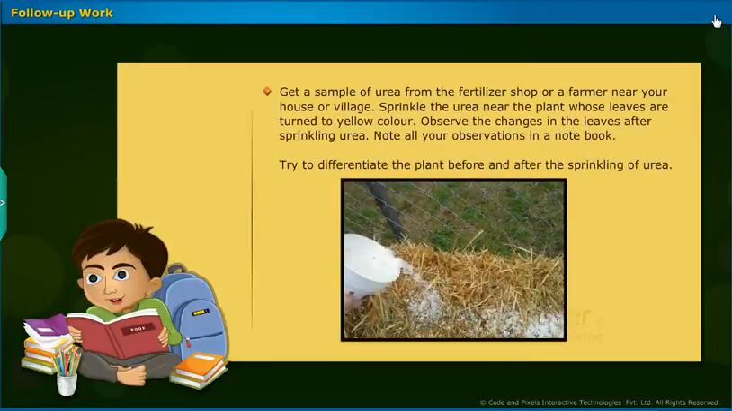Follow-up work. Take up the following activities. Get a sample of urea from the fertilizer shop or a farmer near your house or village. Sprinkle the urea near the plant whose leaves have turned yellow. Observe the changes in the leaves after sprinkling urea. Note all your observations in a notebook. Try to differentiate the plant before and after the sprinkling of urea.